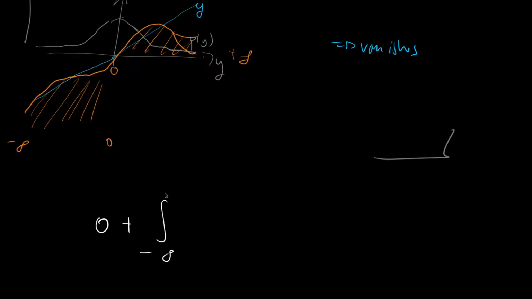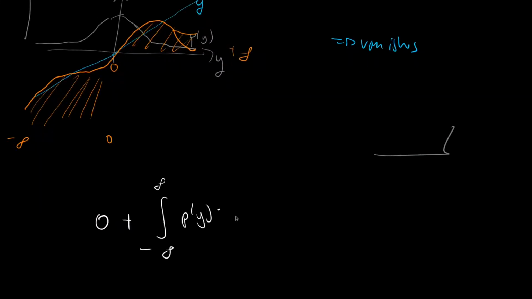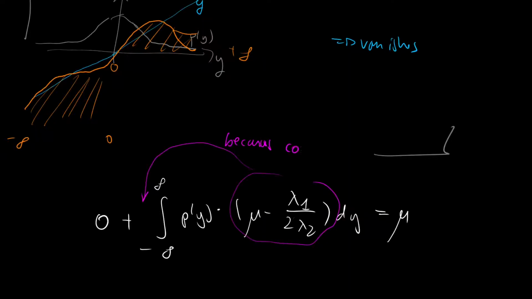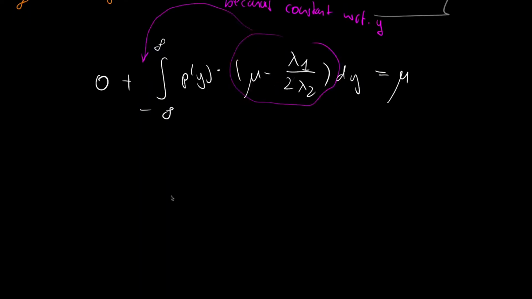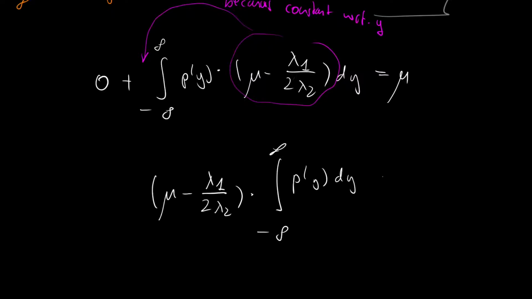Then with this in mind, let us simplify the expression above, and then we're getting 0 plus the integral from minus infinity to plus infinity over p of y times this expression, which is mu minus lambda 1 over 2 lambda 2 dy, and this has to be equal to mu. And we see this here is just a constant factor. It does not depend on y, so we can put it outside of the integral, because it is constant with respect to y. And then we are left with mu minus lambda 1 over 2 lambda 2 times the integral from minus infinity to plus infinity over p of y dy is equal to mu.